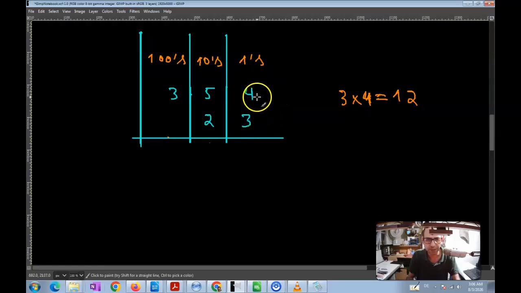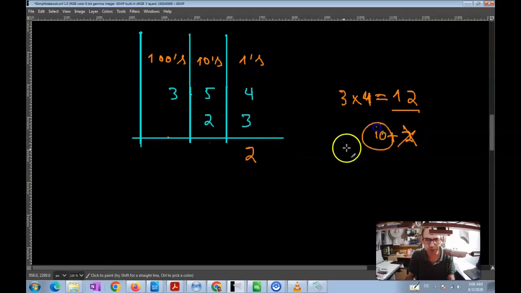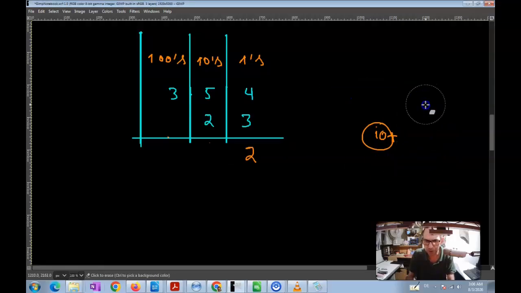I cannot write a 12 over here, right? Because in the ones place value you can have only one digit. So what I will do is write the 2 over here, and 12 is a 10 plus a 2, right? So the 2 I have already written, so I keep the 10 so that I can add it back into the number, right? So this 10 remains.